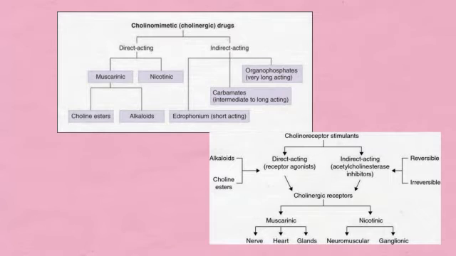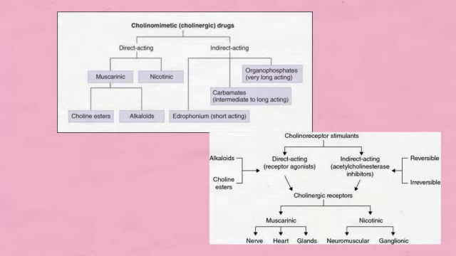By direct acting drugs, we mean those cholinergic agonists that directly combine with the acetylcholine receptors and act as agonists of the acetylcholine receptor. You have to keep in mind that all the direct acting agents have a longer duration of action as compared to acetylcholine. And further, the muscarinic agonists are divided into two groups.